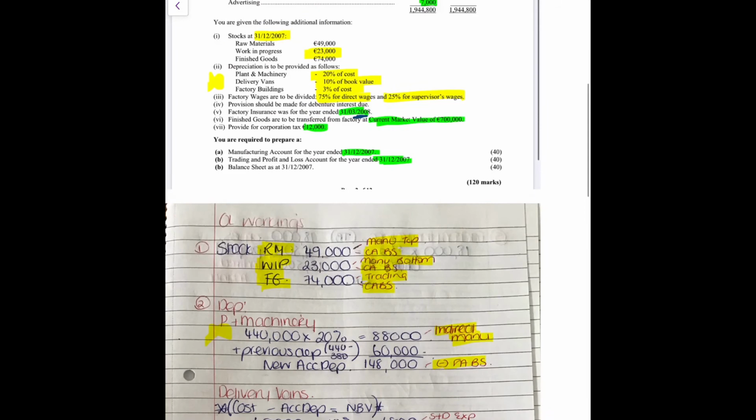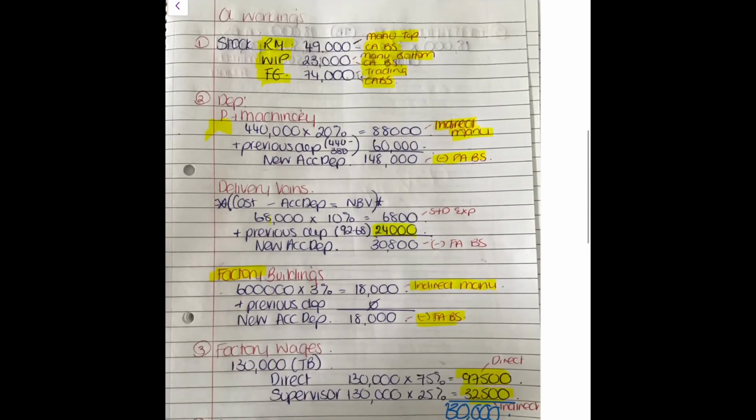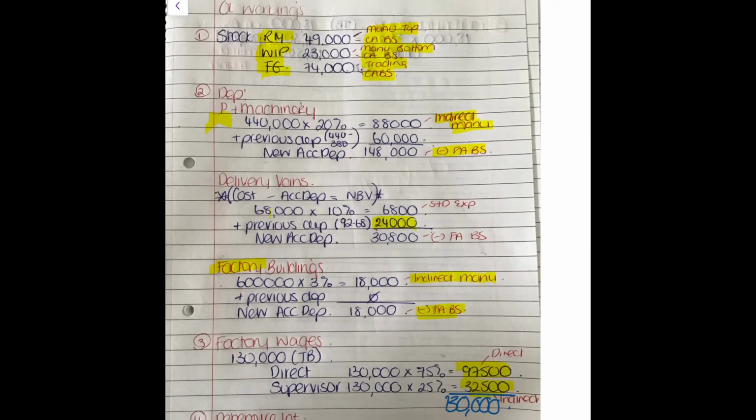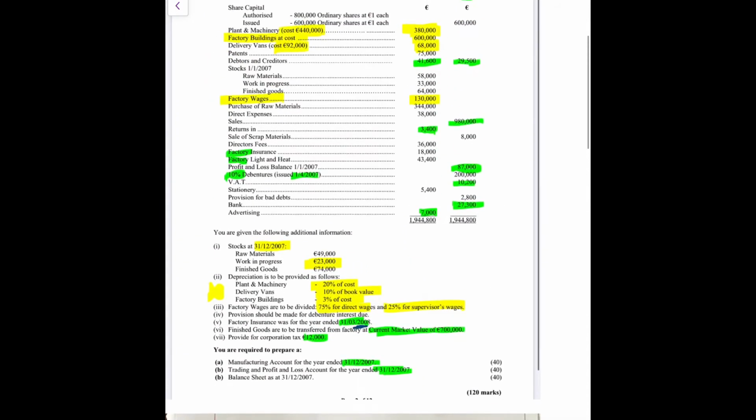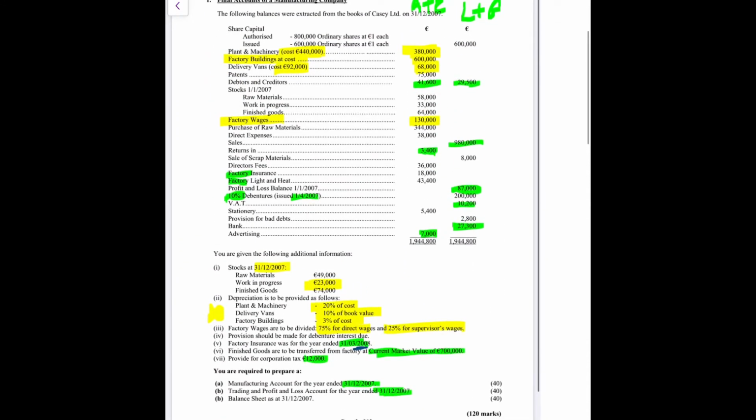Working number 4 then is provision should be made for debenture interest due. You know, a debenture is a loan, okay, and if you get a loan off any financial institution like a bank, you will have to pay an interest. And we went through this when we were looking at the trial balance. So we have a loan, this business has a loan of €200,000, and we have to pay interest of 10%, okay.